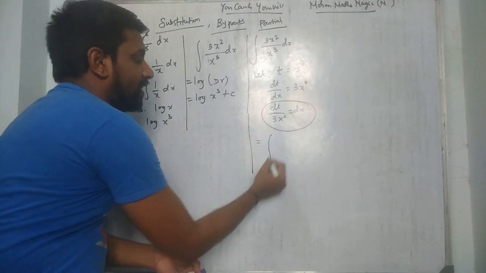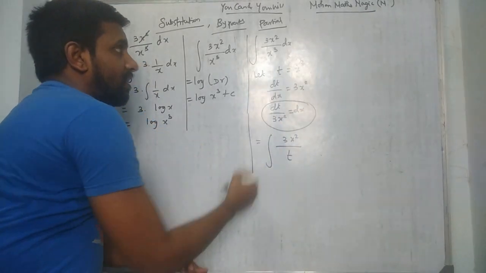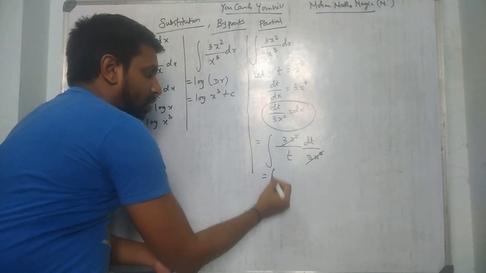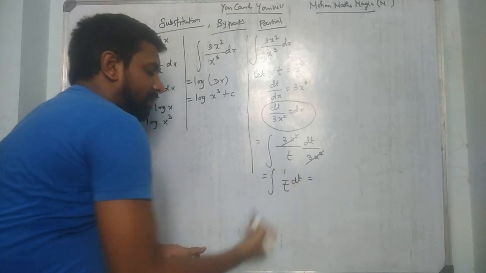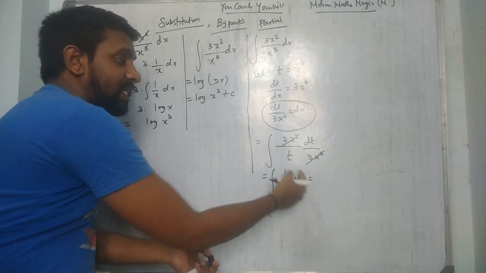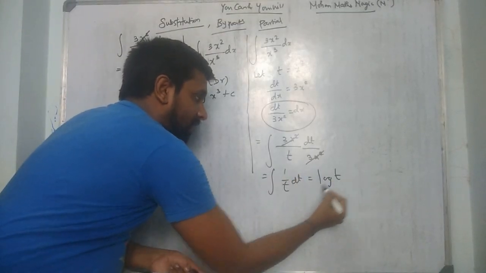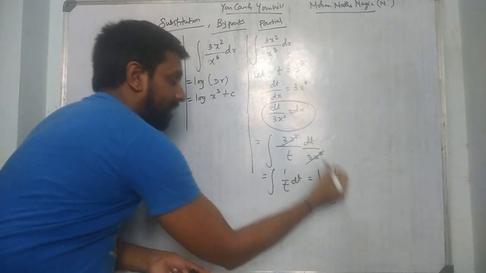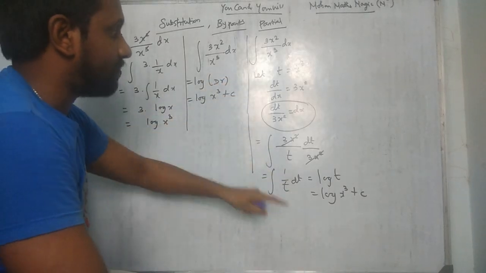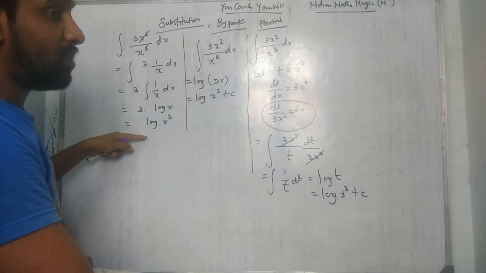Therefore I get 3x square, no need to disturb anything. In place of x cube, I substitute t. In place of dx, I substitute dt upon 3x square. So I get 1 upon t dt. Whether it is 1 upon x dx, 1 upon m dm, 1 upon L dl, or 1 upon z dz, it is the same. Integrating 1 upon t gives log t. In place of t, I substitute back x cube. So in two steps I got the answer, compared to five steps. This is the substitution method. This is the shortcut, and this is the original method without substituting anything.